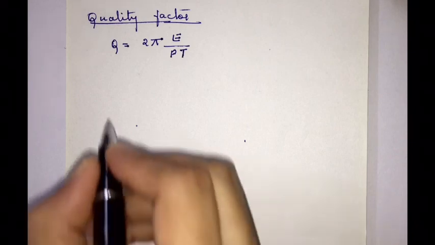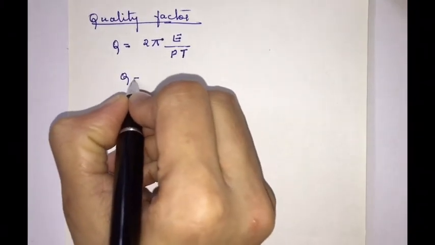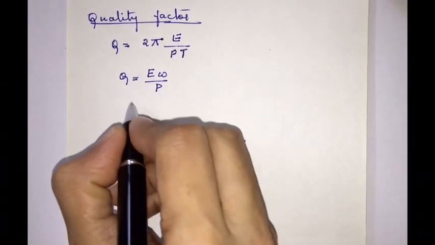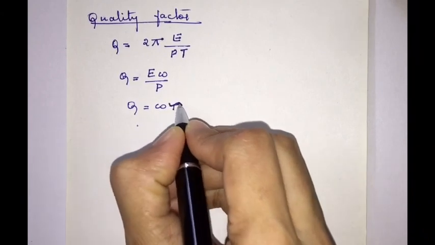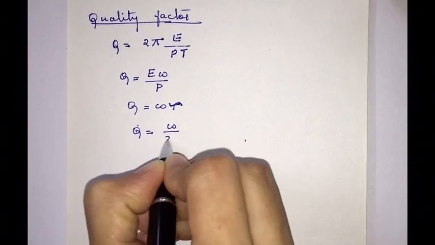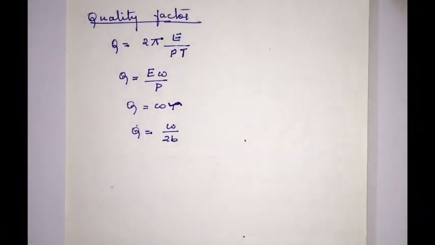You can also write this quality factor as Q equal to E omega by P, or Q equal to omega times tau, or Q equal to omega by 2b. This you will be normally using for problems. Here a high value of Q means the damping of the oscillating system is low. Q is the measure of the extent to which the oscillator is free from damping. For an undamped oscillator, Q is infinite.